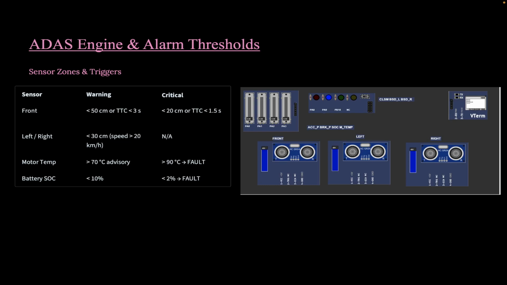Now BSD is used for the left. The left one is indicating the left blind spot detection. So if there's an alert, it is likely to blink. Same with the right. Then the CLSM is basically collision warning. So if there are any collisions, it blinks for safety alerts.